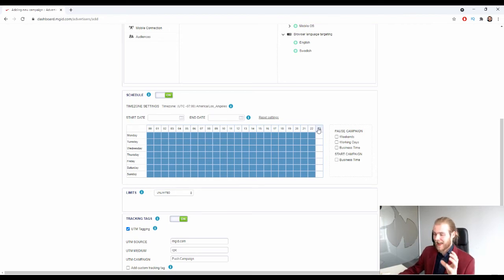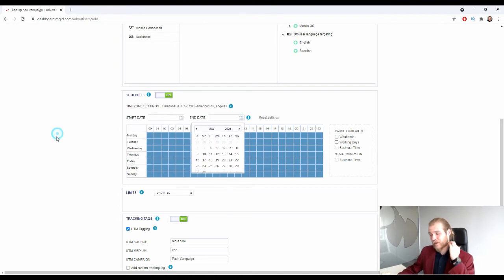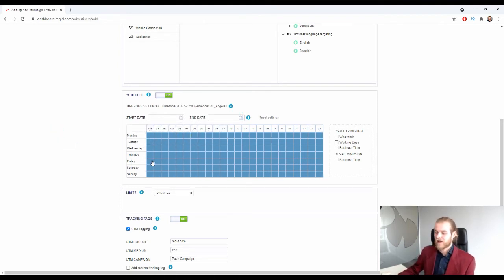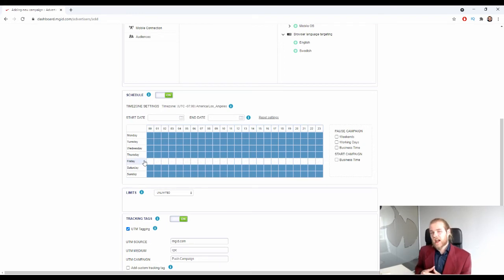I love the fact that they have this schedule, right? We can set a start date and an end date if we want as well, but especially the scheduling right here is very important to me. I'm not going to use it at the start of my campaign because once again, I need data to tell me which hours and which days are performing well and which hours and which days are not performing well. So I need some data to tell me that. My data sample size needs to be big enough to make those kind of decisions.